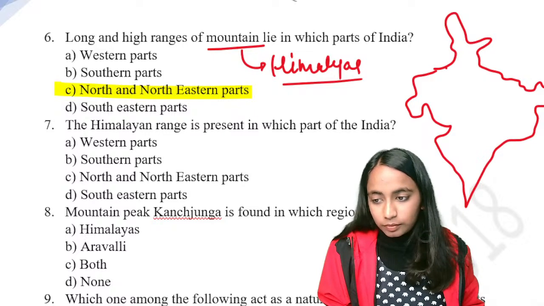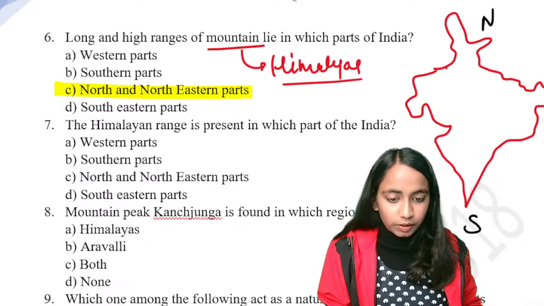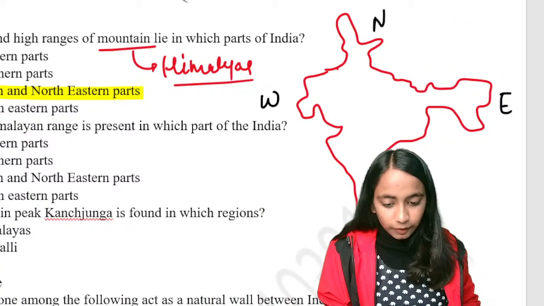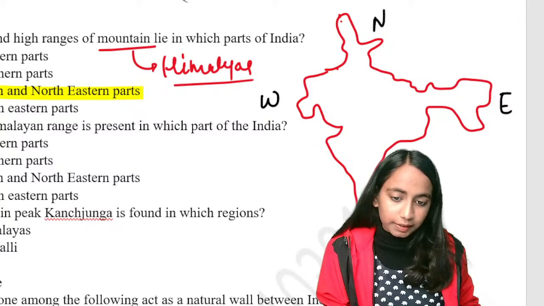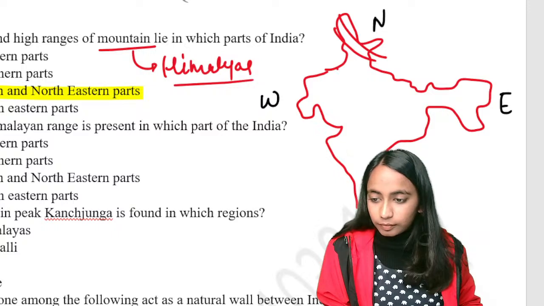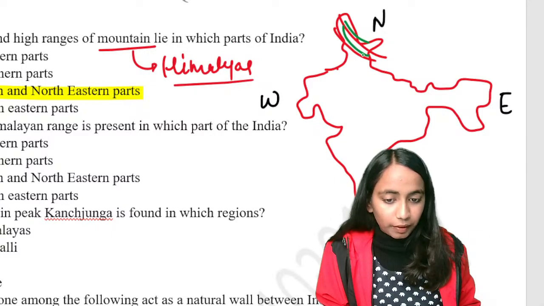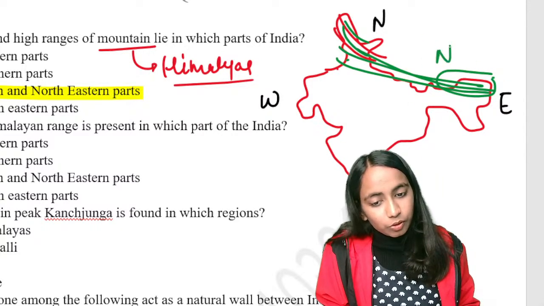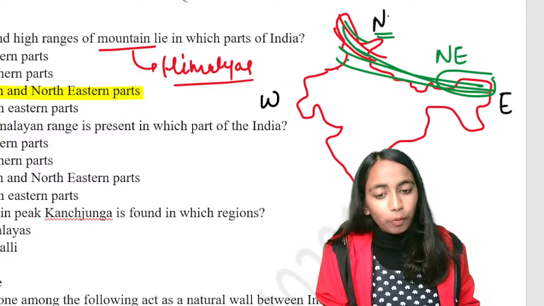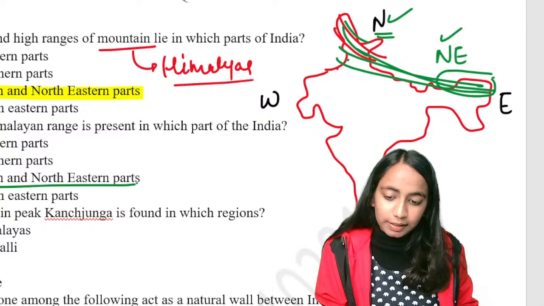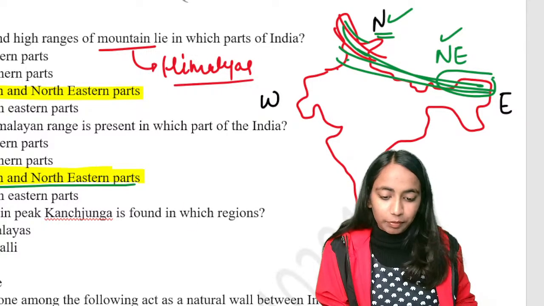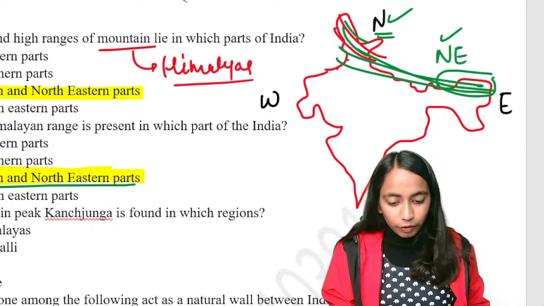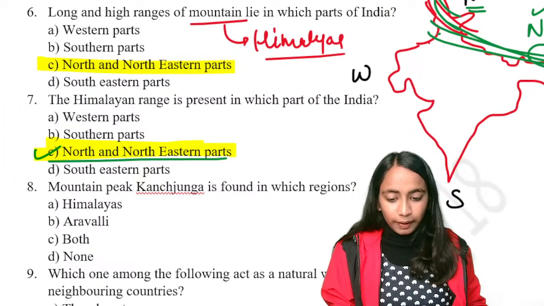So this is your north, south, east and west. Where do you find the Himalayas? You can find the Himalayas here on top. This is where the Himalayas are, in the northern part. And this way the Himalayas keep on continuing. So here also you find the Himalayas. This is the northeastern part of India. This is the north part. So on both the north as well as the northeastern part of India we find the Himalayas. So the right answer would be option C. Himalayas can be found in both northern as well as northeastern parts of India.